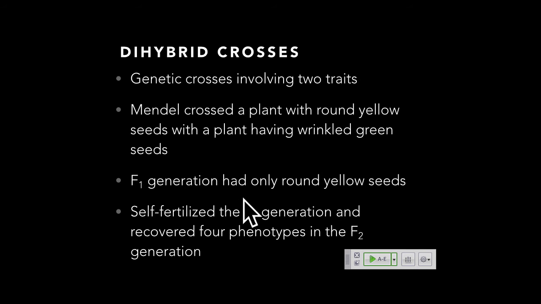Okay. So he's going to start out, he's going to cross a true breeding plant. In this case, it's true breeding for round yellow seeds, so two traits. And then wrinkled green seeds. So he's got the two dominant traits and the two recessive traits. Does the crosses just like we've done before. The F1 still shows you the two dominant traits. Nothing changed there. Self-fertilizes the F1, looks at the F2, and he gets four different phenotypes.